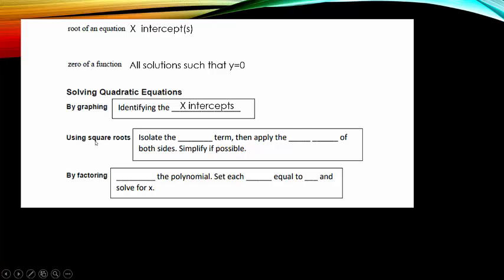We will use something called the square root method. Basically, the process is you'll get something that's squared. You want to get that squared term by itself, and then you're going to take the square root of both sides, and then you're going to simplify if possible. I'll walk you through that whole process, so you don't have to worry about what all that means right now.